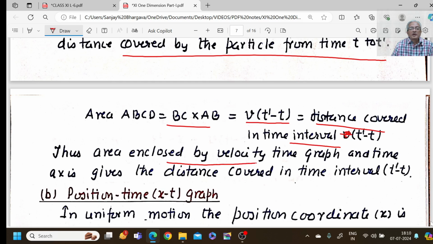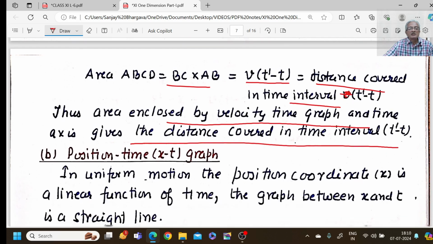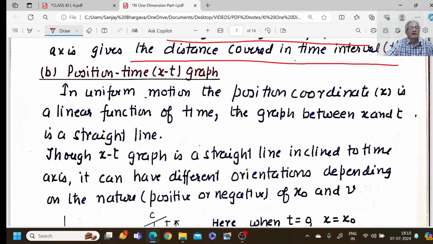The area enclosed by the velocity time graph and the time axis gives the distance covered in the time interval t dash minus t. So by using the velocity time graph, we can calculate the distance that would be traveled in a given time interval.